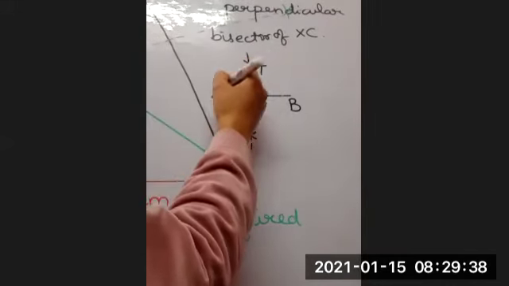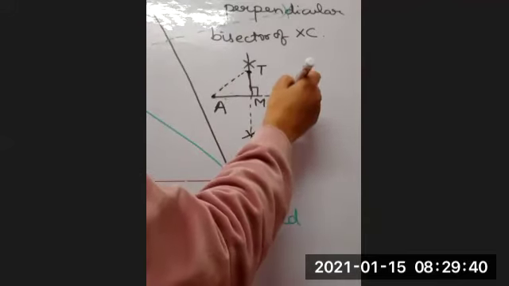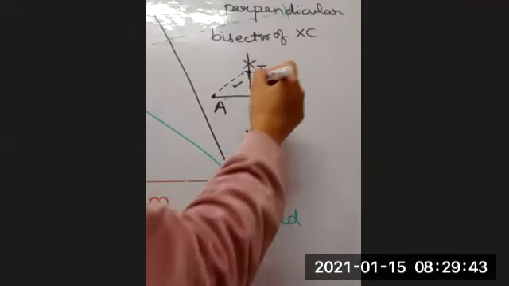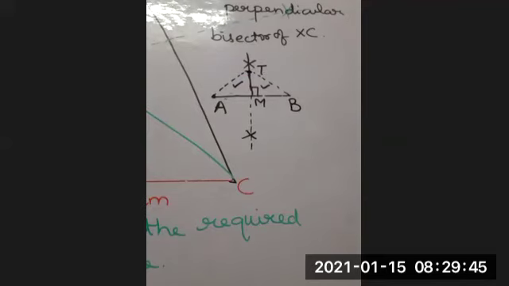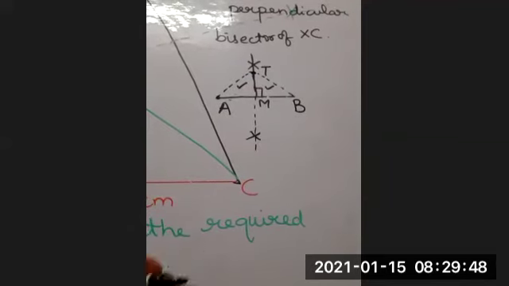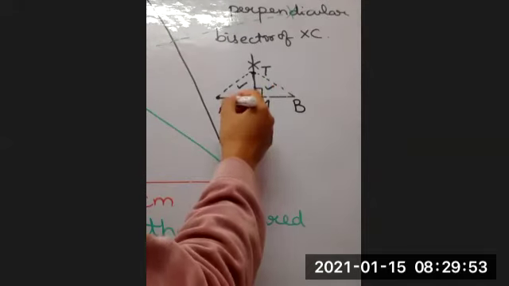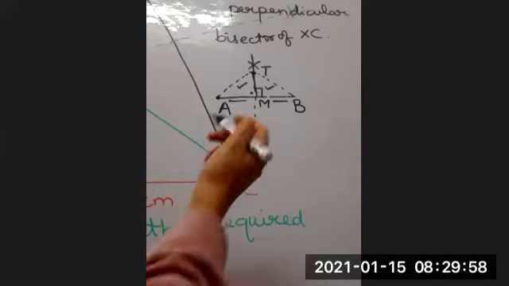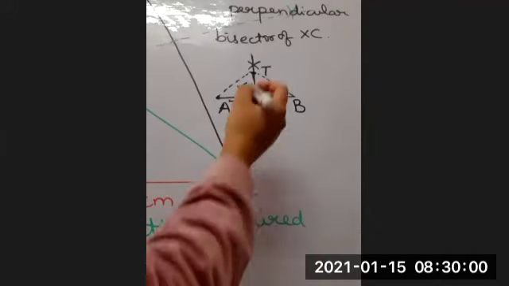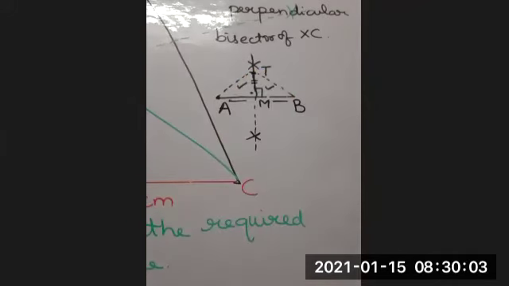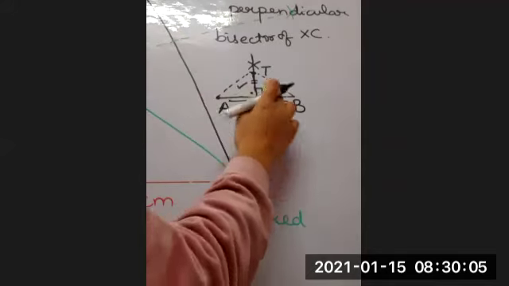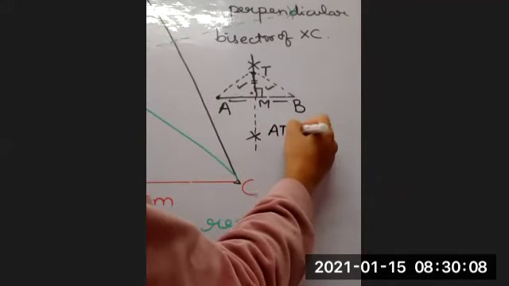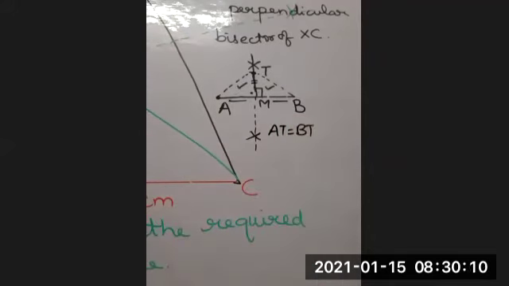Now, if I join AT and BT, children, are these two triangles congruent? Just see. In these two triangles, 90-90. What about AM and MB? Are they equal? Yes, ma'am. Perpendicular bisector is drawn. And what about TM? Common. So these two triangles are equal and therefore AT is equal to BT, बच्चा. है ना? Are you with me?